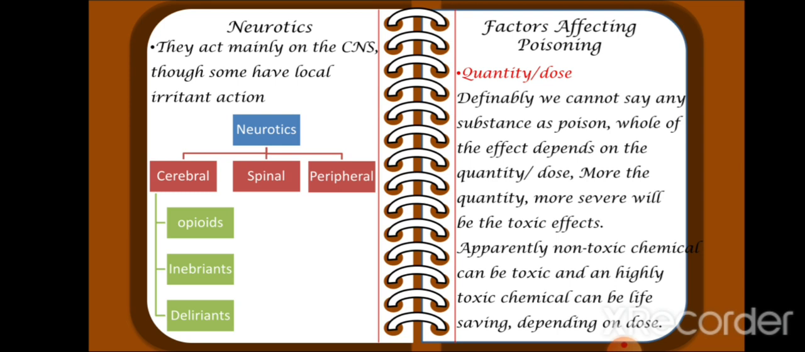Now, the most important part of this video is the factors affecting poisoning. In this, firstly we have the quantity or the dose. Definitely, the quantity is the most important point. We cannot call any substance a poison by itself. The whole effect depends upon the quantity or the dose. The more the quantity, the more severe the toxic effect. Apparently non-toxic chemicals can be toxic, and highly toxic chemicals can be life-saving, depending upon the dose. So we understand the dose is the most important criterion for a substance to be a poison.